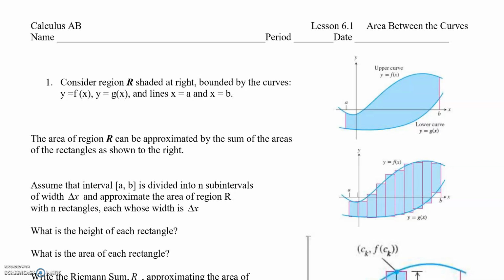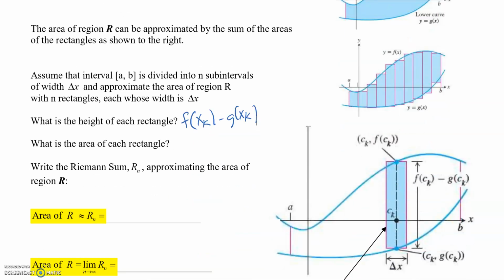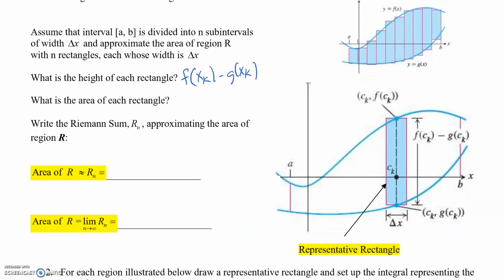So I'm going to write here that an expression that represents the height is f of x sub k minus g of x sub k. Remember, the subscript k just refers to the kth rectangle, some random rectangle there in the middle. And then how would I represent the area of each of these rectangles? Area is base times height. So this would be f of x sub k minus g of x sub k times what? What's the width of each rectangle? Delta x. So there would be an expression that represents the area of each rectangle.